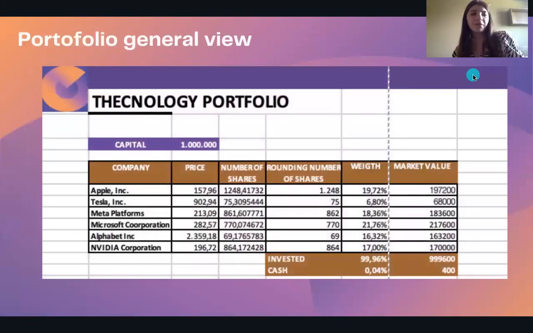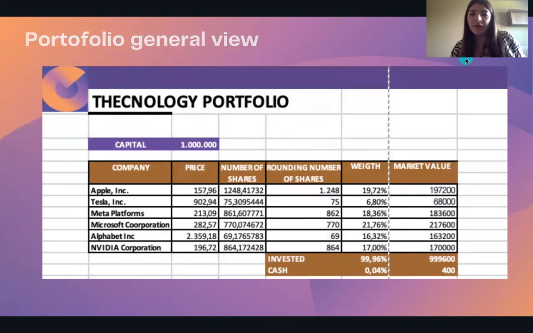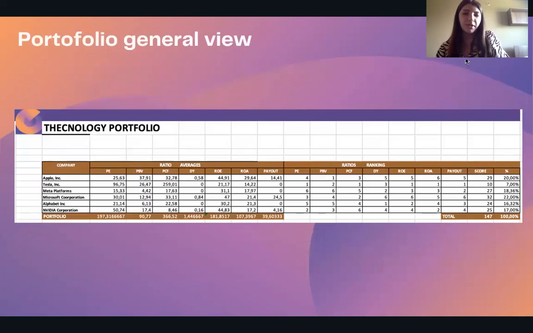Okay, so here we have the track record. First, we can see the percentage we are going to invest in each company. For Apple, we will invest 20%, in Tesla 6%, in Meta 18%, in Microsoft 21%, in Alphabet 16%, and in NVIDIA 17%. This weight we calculated by making a score with the ratios we just presented. Here you can see.